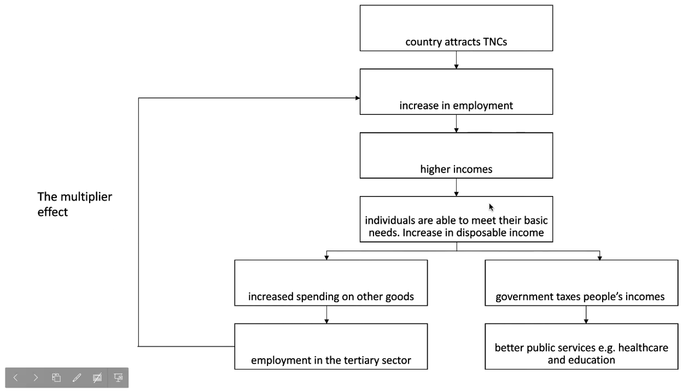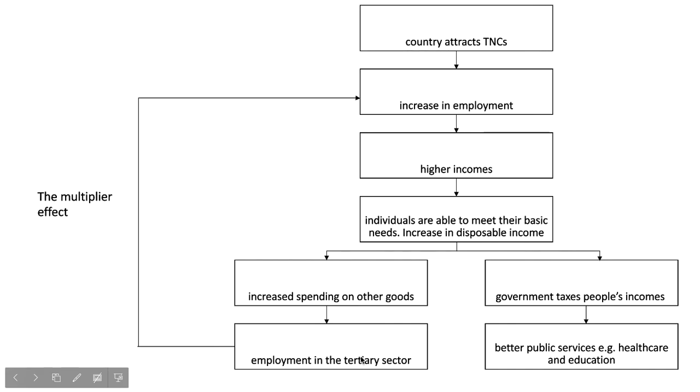Because individuals have higher incomes, they pay more tax to the government, which means that the government can provide public services such as healthcare and education. And because people have higher incomes, they then spend their money. They might go into shops more, they might go on holiday, and that creates employment in the tertiary sector. The tertiary sector is jobs where people are providing services.